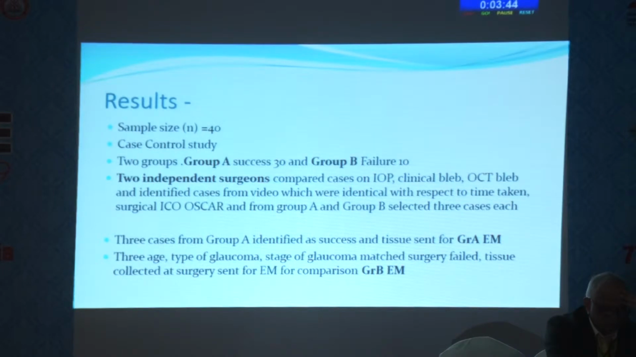The results were that we divided into 2 groups. The successful group was 30 out of the 40 cases, and 10 were failures. These were reviewed by 2 independent surgeons based on IOP, clinical bleb, OCT bleb, and video audit, and they are further classified into Group A EM and Group B EM. The Group A EM had 3 cases which were successful, and Group B EM had 3 cases which failed. All the 3 cases from the 2 groups were matched for age, type of glaucoma, stage of glaucoma, and tissue collected at EM.